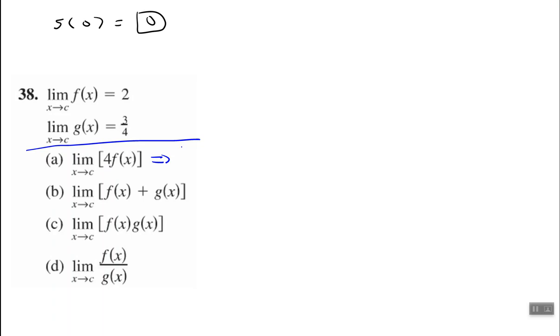So that's simply 4 times 2 is equal to 8.